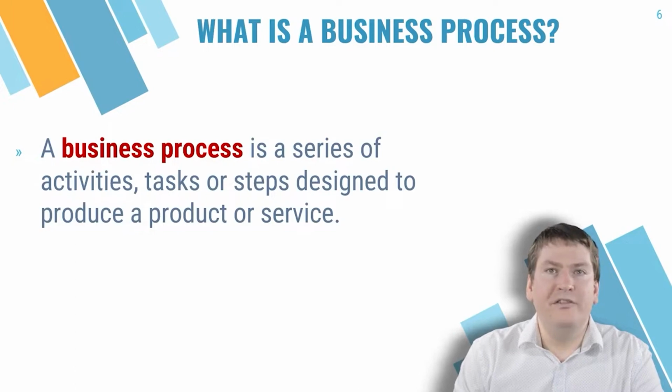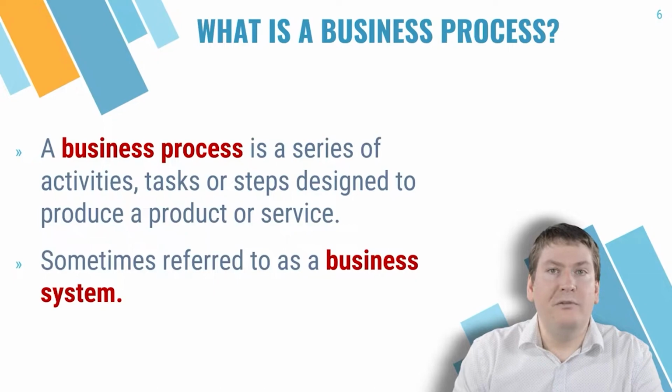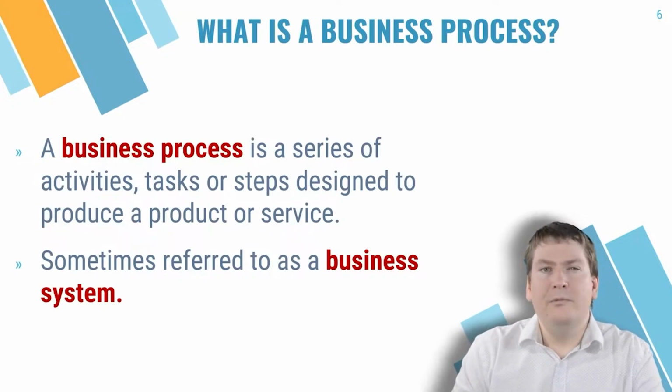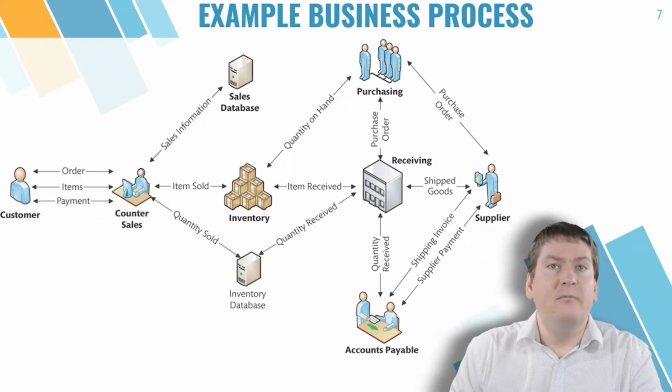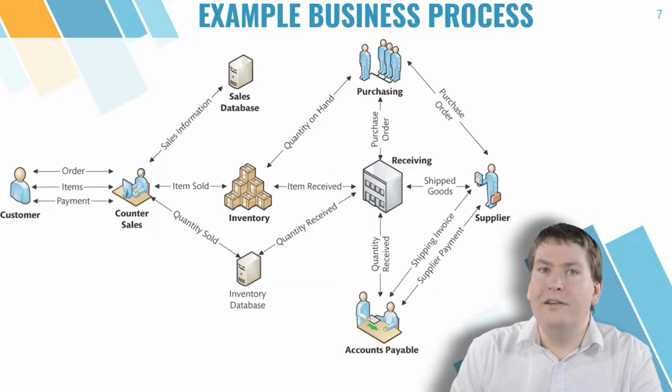Well, the textbook definition of a business process is a series of activities, tasks, or steps designed to produce a product or service. They are also sometimes referred to as a business system, although in this course, we'll be sticking to the term business process. But to really explore this, let's take a look at an example. Here we see a diagram from our text that you might be familiar with if you've read Chapter 2. It shows a generic and simplified model of an inventory management business process. And for our sake, we can pretend it is one used by Barakat.